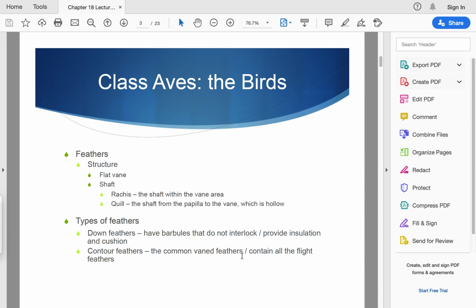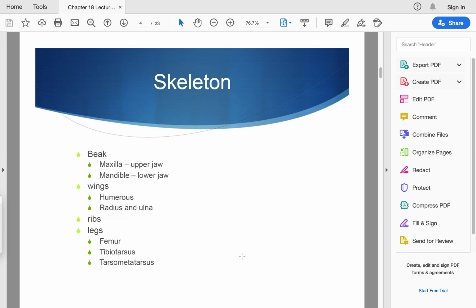So when you think about a down comforter, you're talking about a comforter or a bedspread that is full of the feathers that keep birds warm. And so down comforters and down pillows are always more expensive because they come from the feathers of birds. All right, the skeleton of the bird, right? The beak, the top beak is the maxilla and the bottom is the mandible.